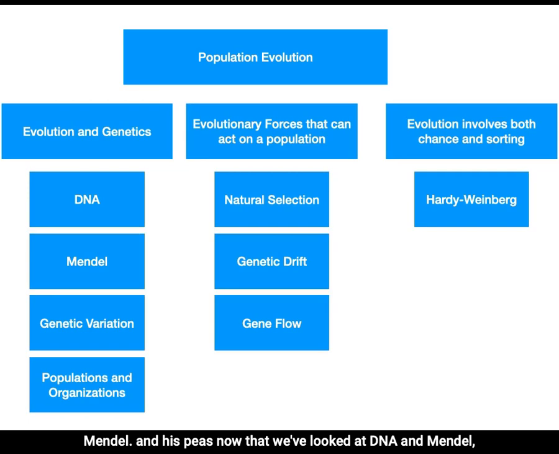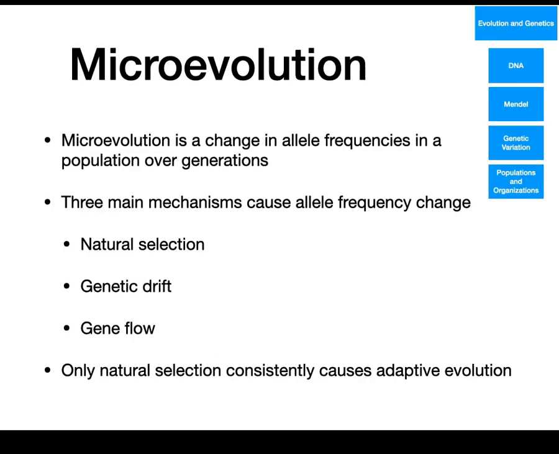Now that we've looked at DNA and Mendel, let's talk about genetic variation and how it's related to evolution and genetics. Selection acts on phenotypic variance. If the variance in a phenotype is the result of genetic variance, meaning that the variance seen in a phenotype is the result of a change in the DNA at a given locus or loci, the specific gene location seen in the DNA.